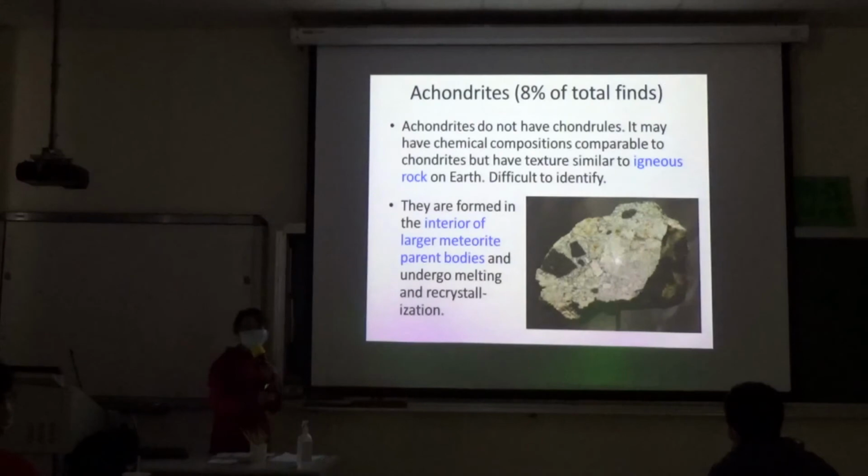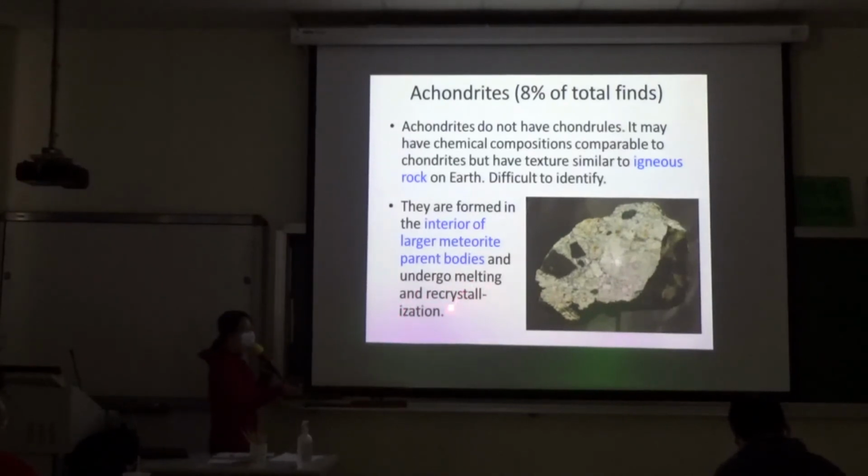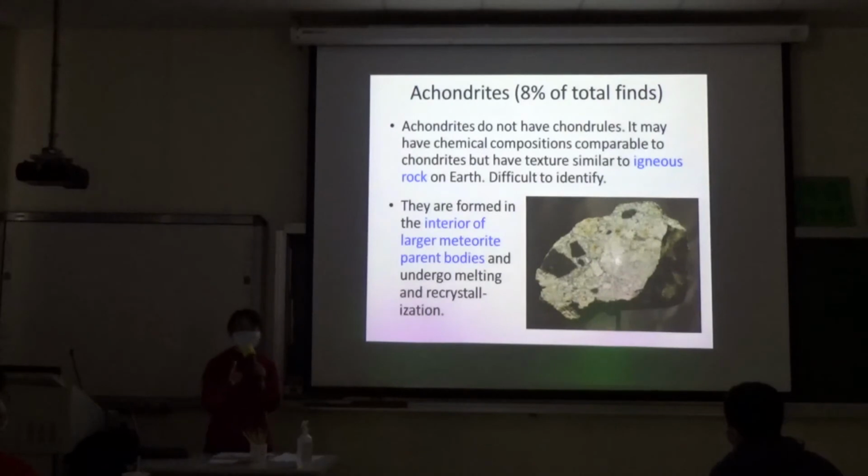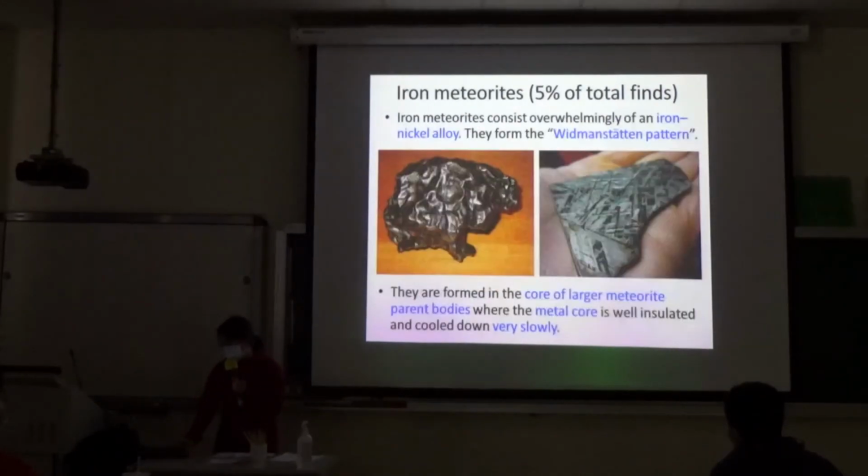It's difficult to identify. So to be honest, I don't know how they can tell this is a chondrite or this is a meteorite. I don't know. They are formed in the interior of larger meteorite parent bodies and undergo melting and recrystallization. I will explain this later. Let's look at the last type of meteorites.